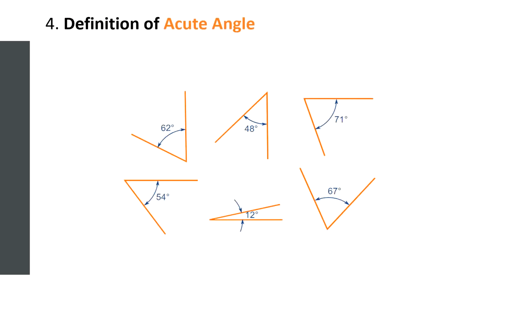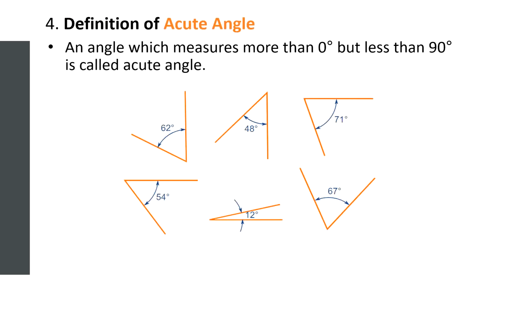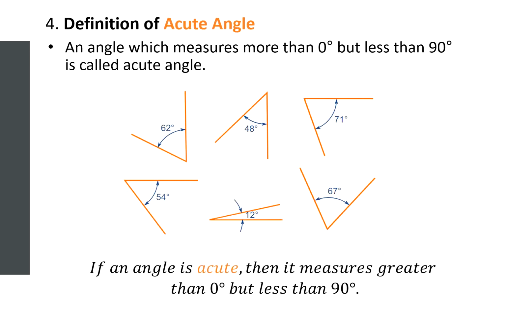Number 4, definition of acute angle. So, an angle which measures more than 0 degrees but less than 90 degrees is called acute angle. So, yung figure na to, no, we can represent this in an if-then statement. If an angle is acute, then it measures greater than 0 degrees but less than 90 degrees.